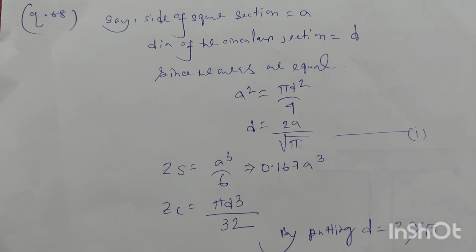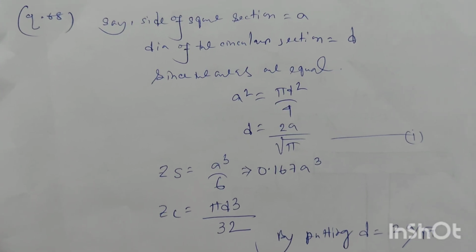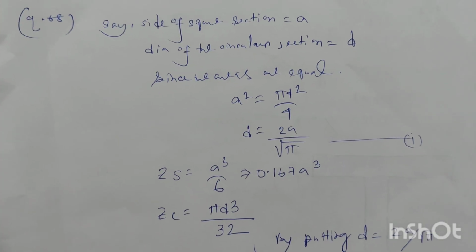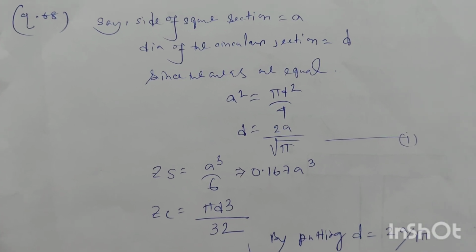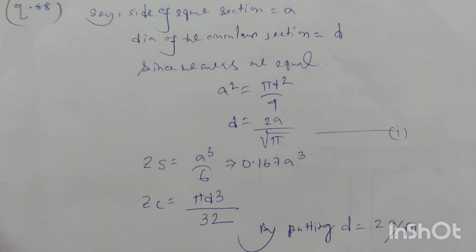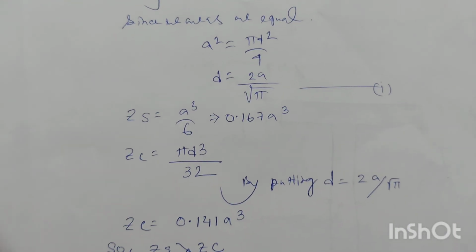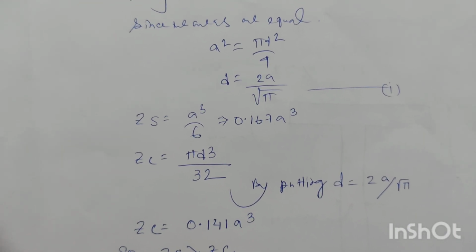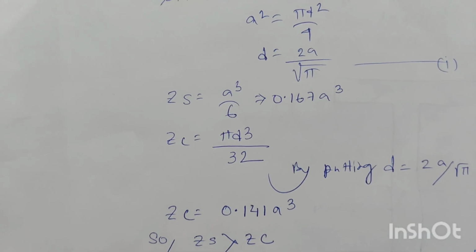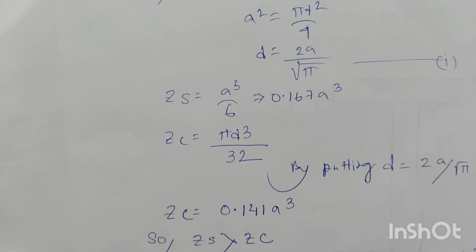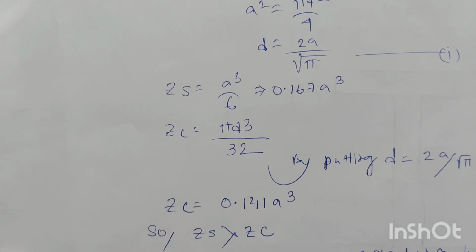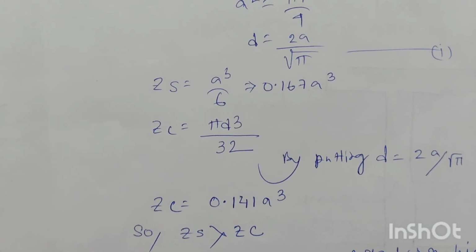Section modulus Zs for the square beam will be a cubed by 6, which is equal to 0.167 a cubed, and the section modulus for the circular beam Zc will be equal to pi d cubed by 32. In this equation, if we put small d equal to 2a by root pi, then we get Zc equal to 0.141 a cubed. So Zs is greater than Zc. So for the same cross-sectional area, a square cross section has a higher section modulus than a circular cross section. Hence it offers greater bending strength and is more economical. You can say the square beam is more economical. Option B is the right answer.